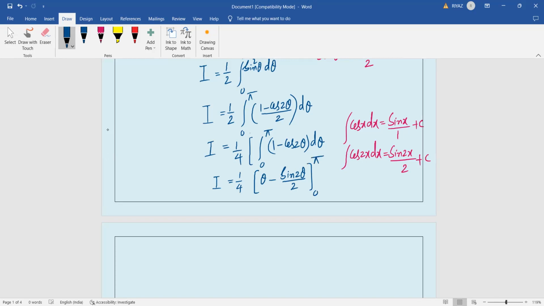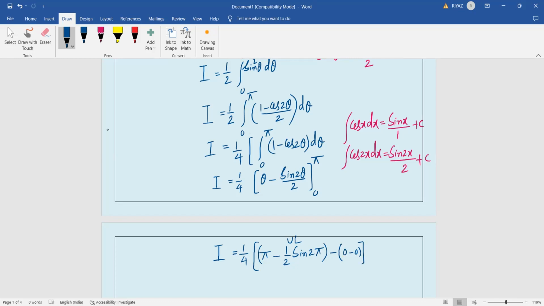Now the rule is upper limit minus lower limit. I is equal to 1 by 4 times, for the upper limit, in place of theta we put pi, minus 1 by 2 is a constant, of course, sine 2 pi. This is the upper limit. Minus, for the lower limit, in place of theta we put 0, sine 2 into 0, and that is 0 minus 0.